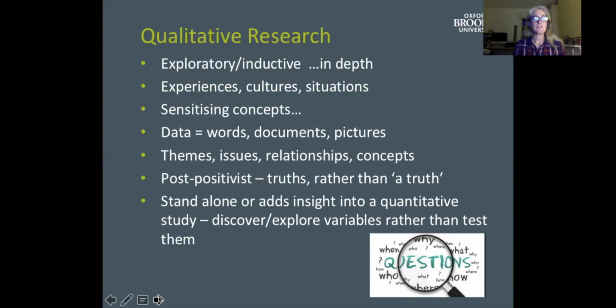Now, in qualitative research, the data itself tends to typically be words, people's words, so through interviews or focus groups. However, documents and pictures or photographs are also used. And in the analysis of qualitative research, researchers are looking for themes and issues and relationships and concepts, so truths, possibilities, rather than a specific truth. Qualitative projects can be standalone, or they can add insight into a quantitative study. And we're seeing more and more mixed method studies as this relationship becomes more accepted and qualitative research gains credibility.